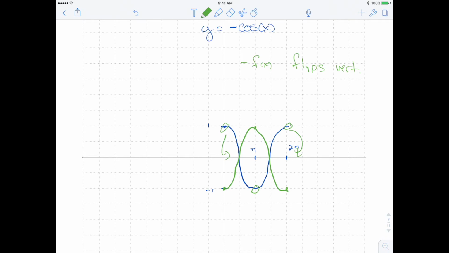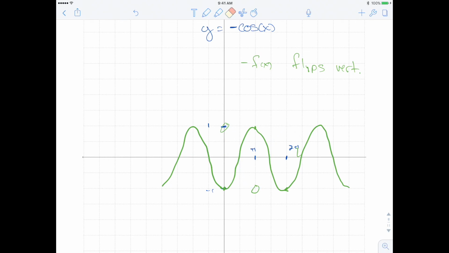And we can just continue the same shape. And that would be the graph. Let's clean this up. That would be the graph of negative cosine of x.